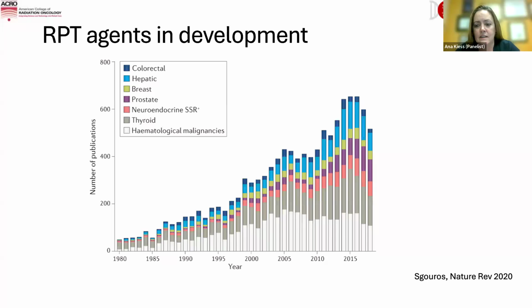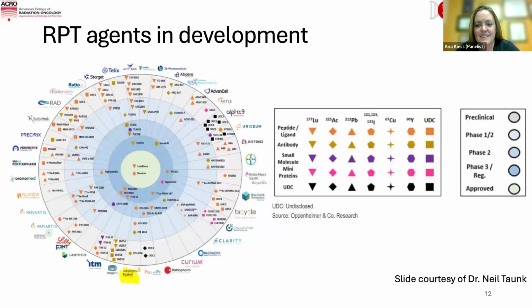And this is a study published by my mentor, George Sgouros, a review article just showing the publications increasing over the decades and across many different disease sites. Next slide. This is a slide courtesy of Dr. Tonk, showing a lot of the drugs in development, with the inner target being FDA approved drugs, and then the outer circles moving from phase 1 to phase 2 to phase 3.